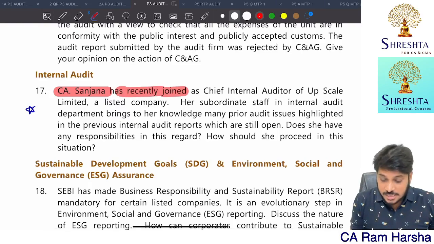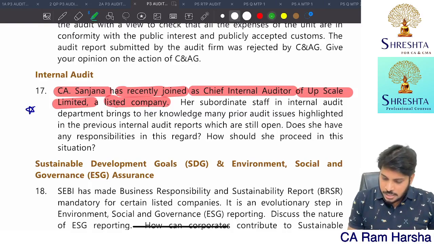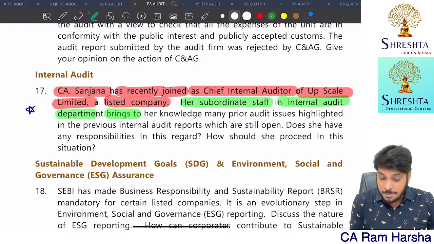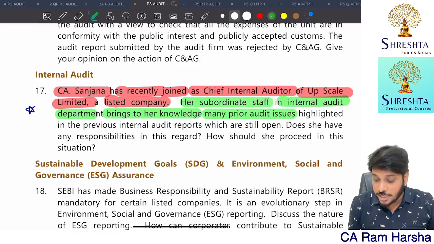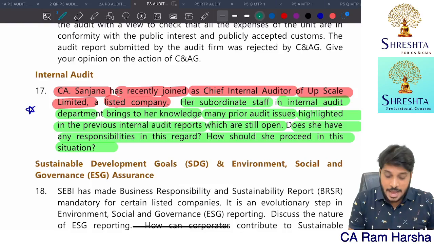CS Sanjana has recently joined as Chief Internal Auditor of Upscale Limited, a listed company. Her subordinate staff in the Internal Audit Department brings to her knowledge many prior audit issues highlighted in the previous Internal Audit report, which are still open. Does she have any responsibility in this regard? How should she proceed? Absolutely.